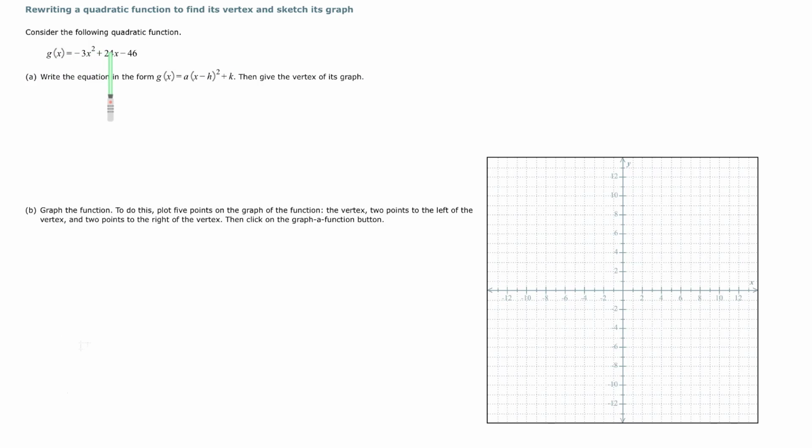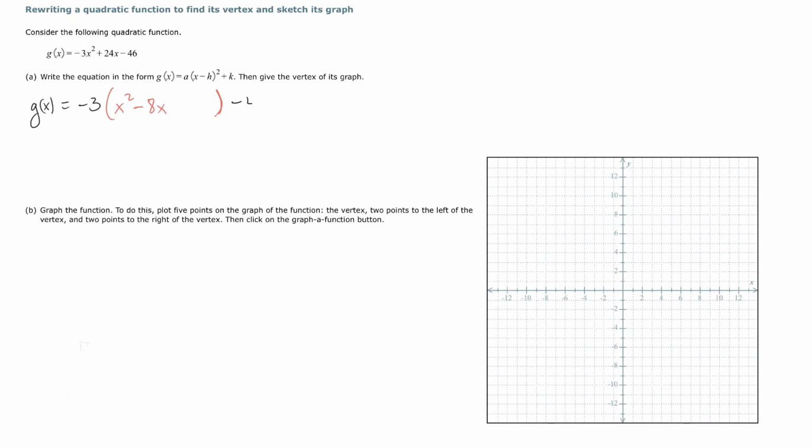Let's consider the following quadratic function, g of x. Write the equation in the form g of x is equal to a times the quantity x minus h squared plus k. Then give the vertex of its graph. In order to do that, we need to complete the square. To complete the square, we first factor out the -3 so that we focus our attention on x squared minus 8x. I'm going to leave a space there to complete the square.